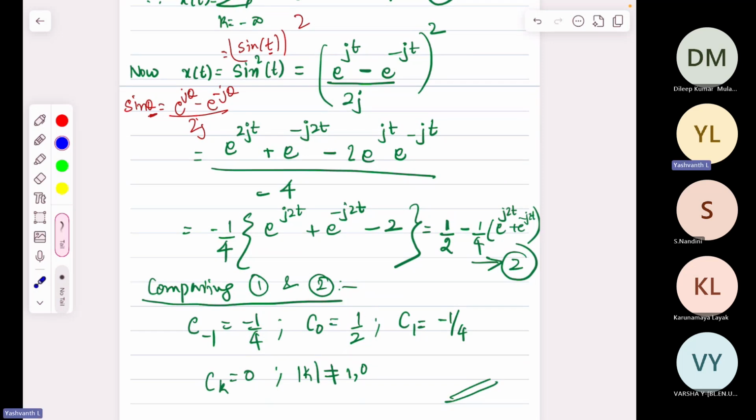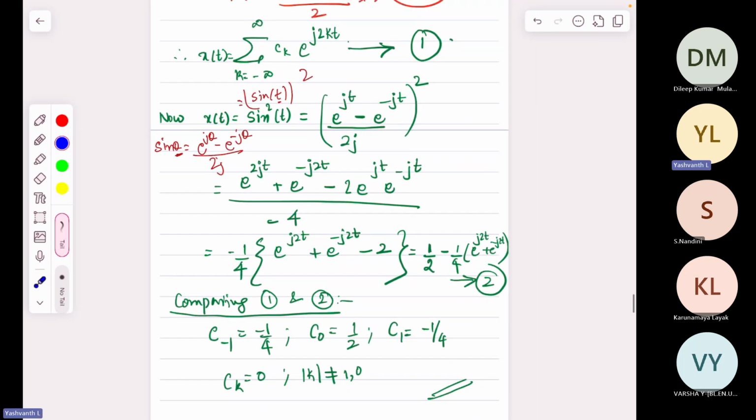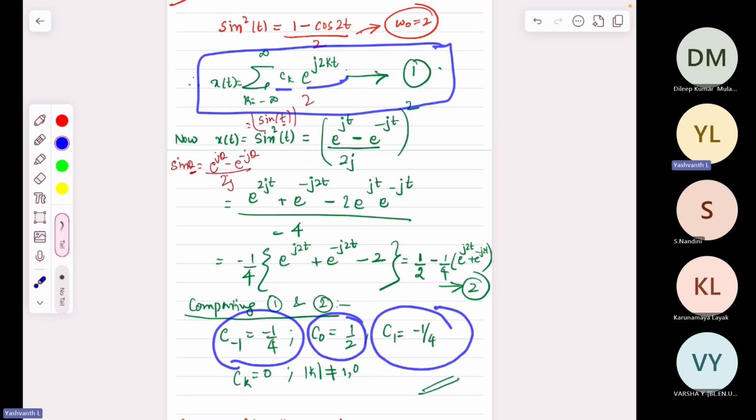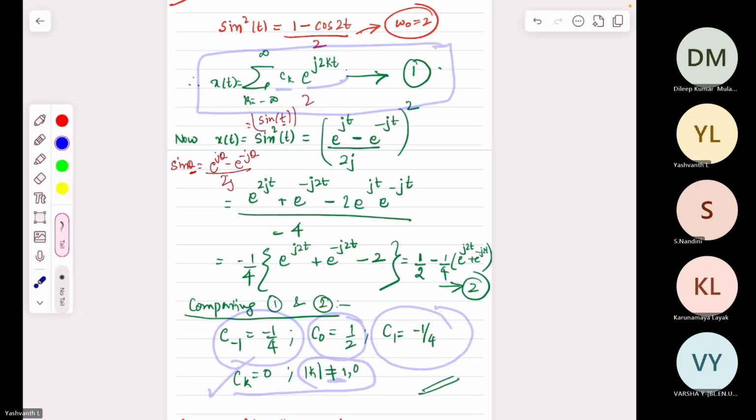So your Fourier series representation of x of t is given by the summation k equal to minus infinity to plus infinity of ck into e power j2kt, where c minus 1 is minus 1 by 4, c0 is half, and c1 is minus 1 by 4. For every other k not equal to 1, minus 1 or 0, ck is equal to 0. Is this clear?